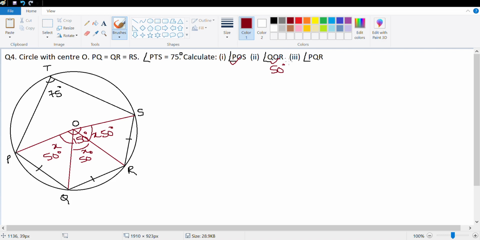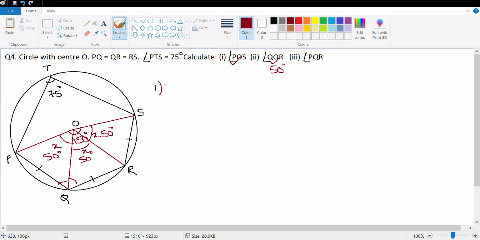Next part of the question, QOR. Yeah, QOR is 50 degree, done. Next part of the question, PQR. So for PQR, I need to find this angle and I need to find this angle. Let's first write whatever we've done.